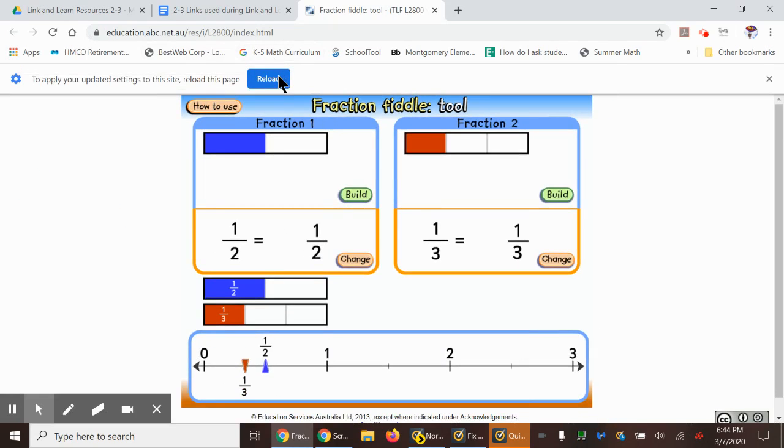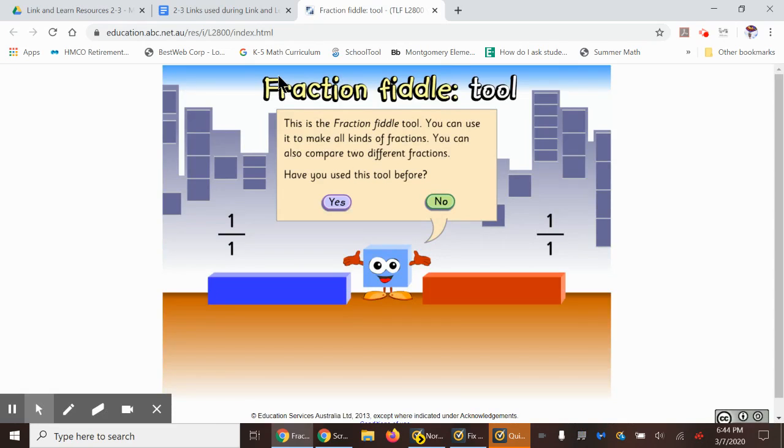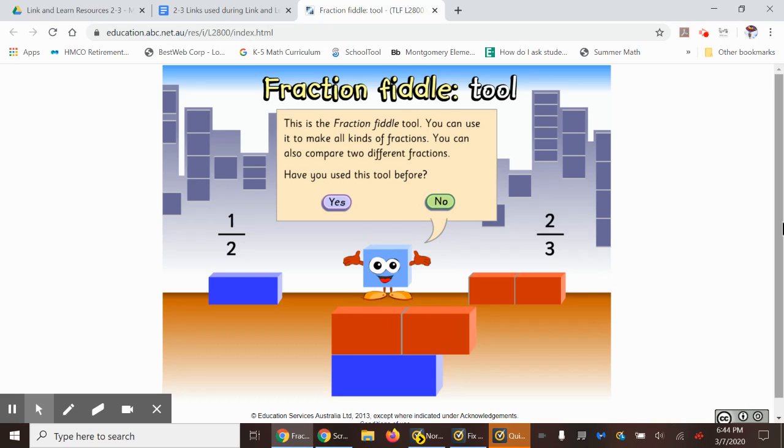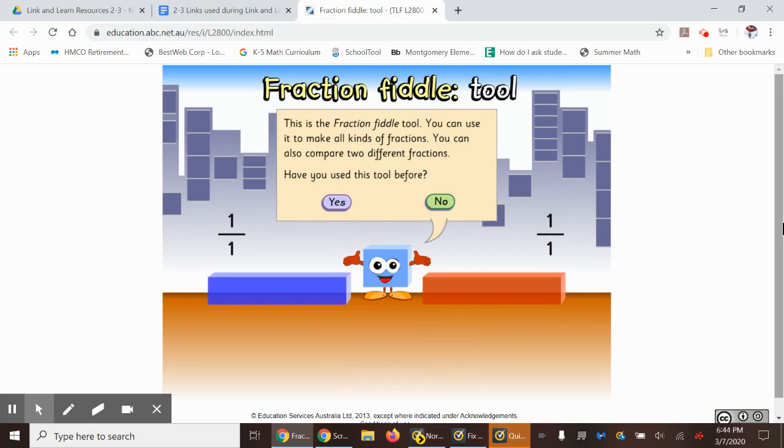It's worth, in my opinion, the time to reload this and give it a try. I think your student will love playing around with it. I think it will lead to a lot of wonderful math conversations at your home. And I hope that you are able to successfully download it and enjoy it with your student.